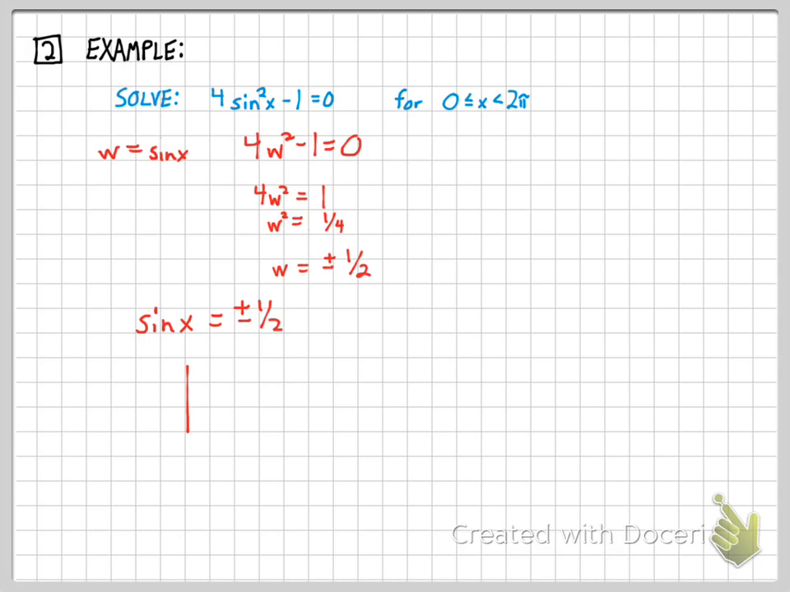And thinking about my unit circle values and the places where the sine is positive 1/2, that would be here and here. And there's also places where the sine would be negative 1/2. So you can kind of visualize, think about the 4 answers, and then write them out. So I have pi over 6, 5 pi over 6, 7 pi over 6, and 11 pi over 6. And once again, I do not need to go around the circle twice because the constraint for this problem was only 1 trip around the circle.